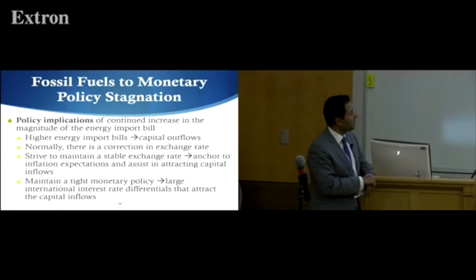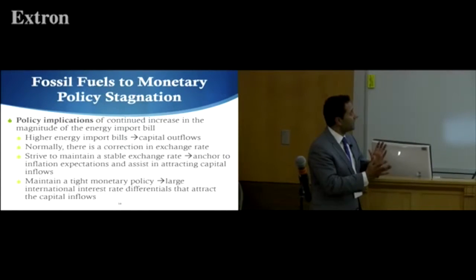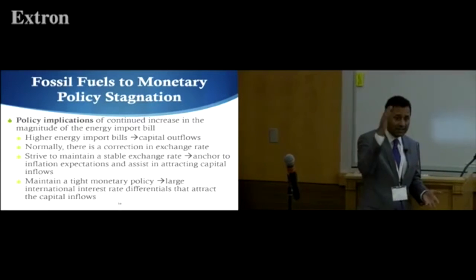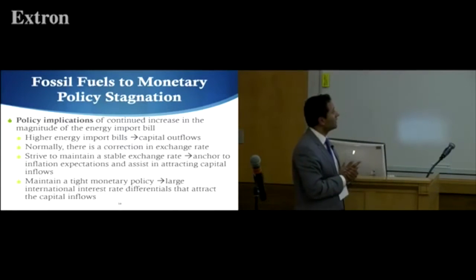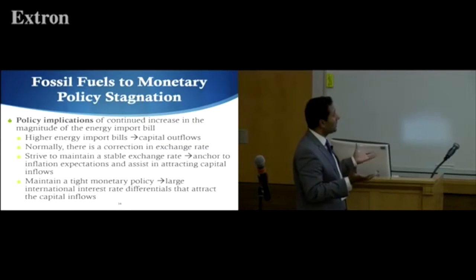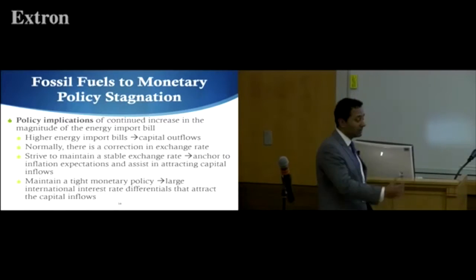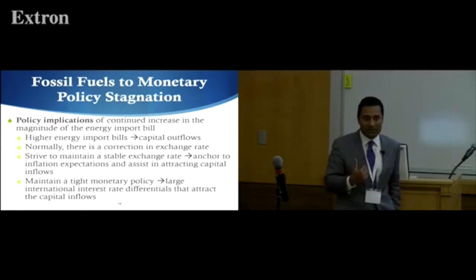So you have a stable exchange rate, and at the same time, you have to maintain a tight monetary policy because you want to offer that high interest rate differential to investors outside. So your monetary policy basically becomes a prisoner to all these capital inflows that you have to attract from the outside.